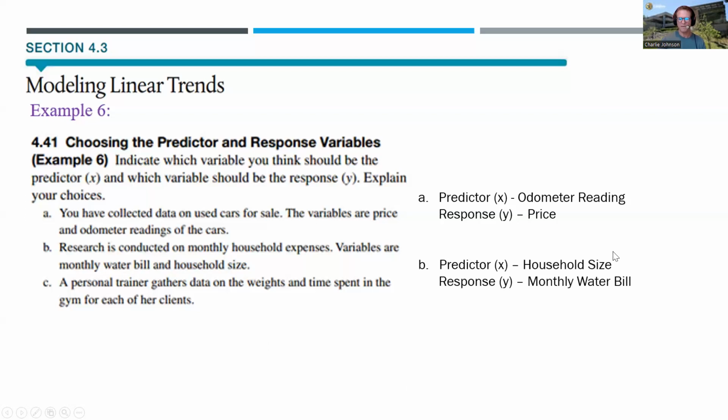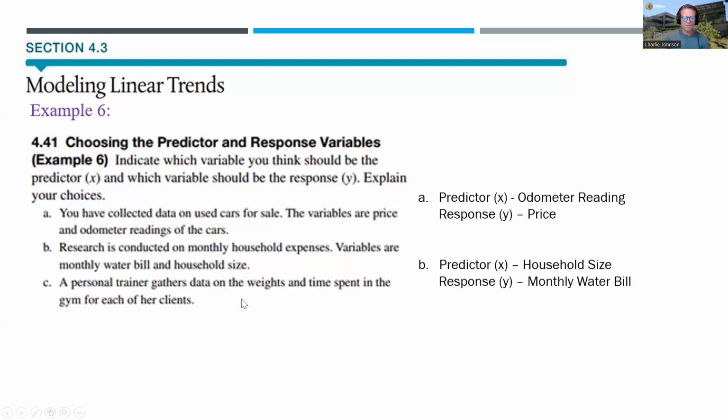We would say that if we know how big the household size is, we can get a good idea of the monthly water bill. Part C: a personal trainer gathers data on the weights and time spent in the gym for each of her clients. When they say data on the weight, that's the weight of the person, not the weights in the gym.